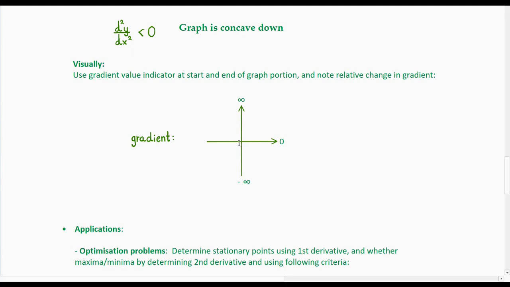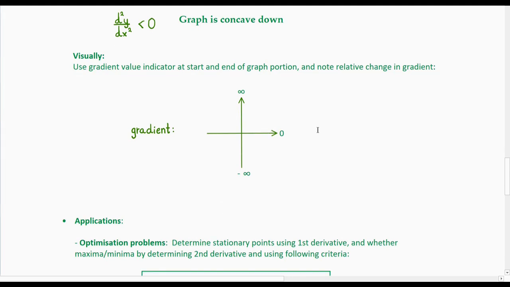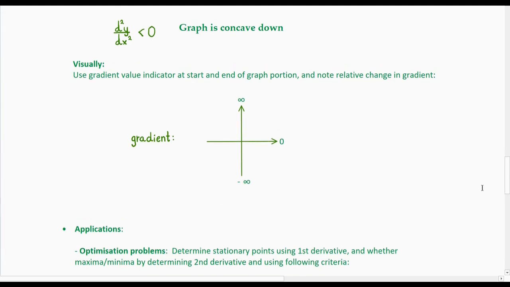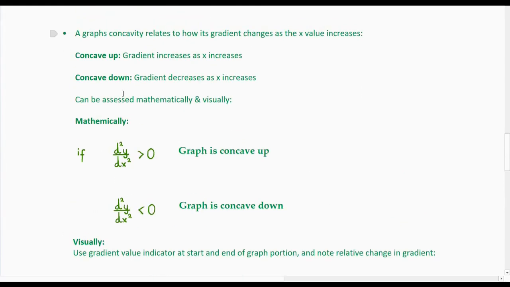And then you see approximately what value the gradient would be at the beginning and end of the curve in relation to how the line falls along this diagram. And by having approximate values for the gradient at the beginning and the end of the graph, it gives you an idea of how the gradient changes as the x value increases. And by applying these two rules, you know whether it's concave up or concave down.